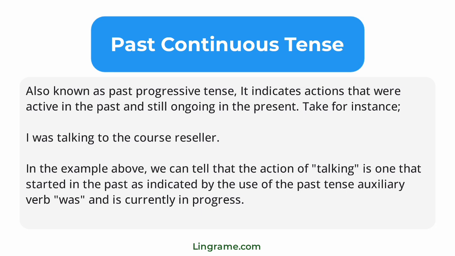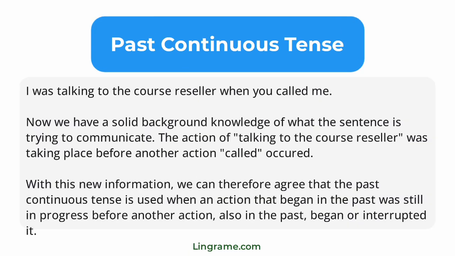In the example above, we can tell that the action of talking is one that started in the past, as indicated by the use of the past tense auxiliary verb was, and is currently in progress. However, the sentence appears to be incomplete, as though it is lacking some vital information for understanding the sentence better.